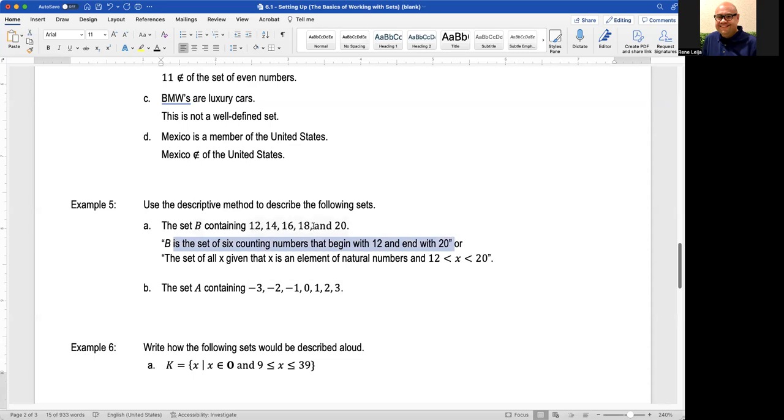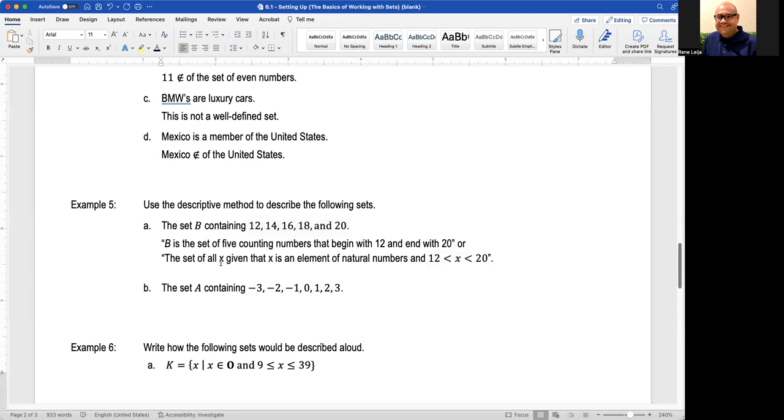1, 2, 3, 4. It's not even six, it's 5. Oh my goodness. Let me just change this. I can't believe I did this. I guess this is what I get for typing super fast. I'm trying to get the video uploaded. Okay, B is the set of 5 counting numbers that begins with 12 and ends with 20.